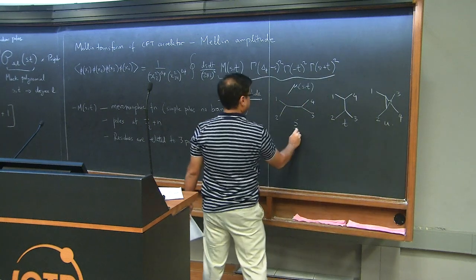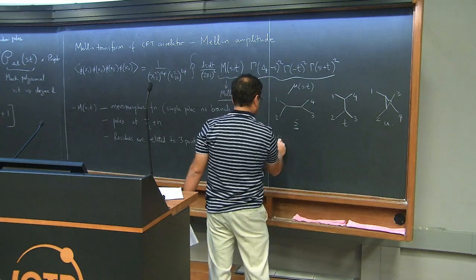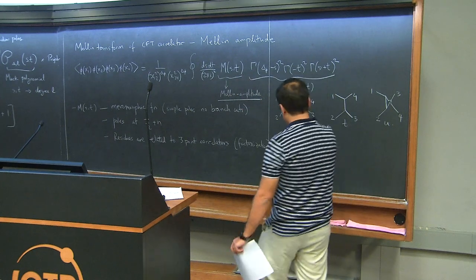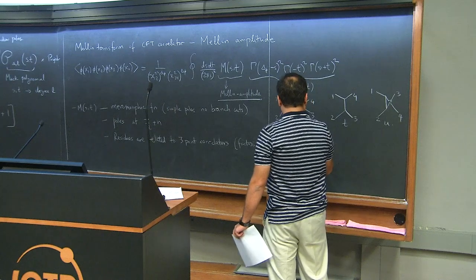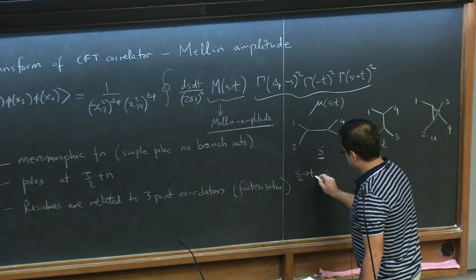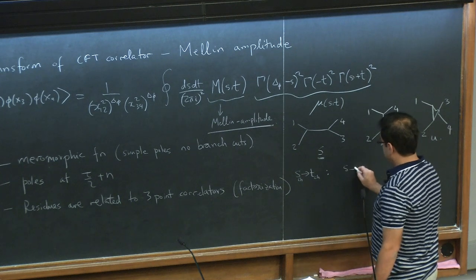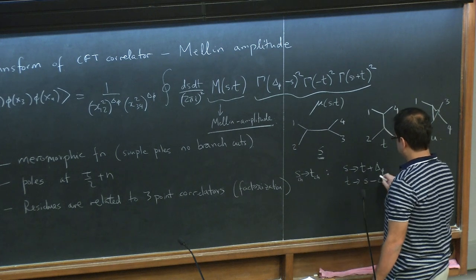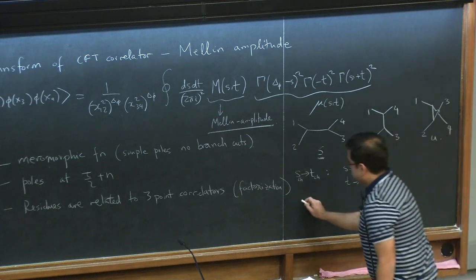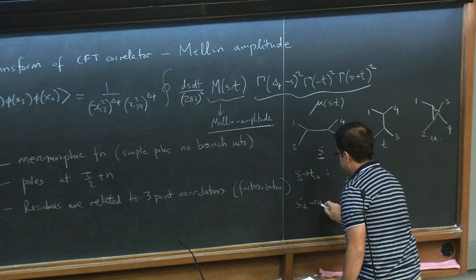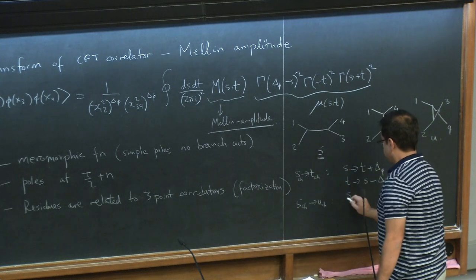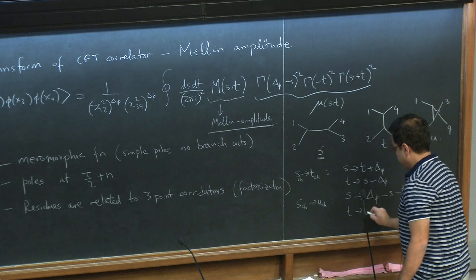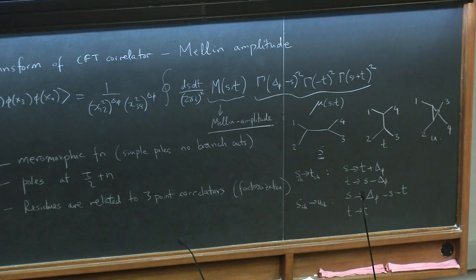If you start off with the S-channel expression, to go to the T-channel, you need to make the following replacement, and this I'll leave as an exercise. It's very easy to actually do this. S goes to T plus delta phi, and T goes to S minus delta phi in my conventions. If you want to go from the S-channel to the U-channel, then you have to make the replacement: S goes to delta phi minus S minus T, leaving T untouched. So this is how you go from one channel to the other.